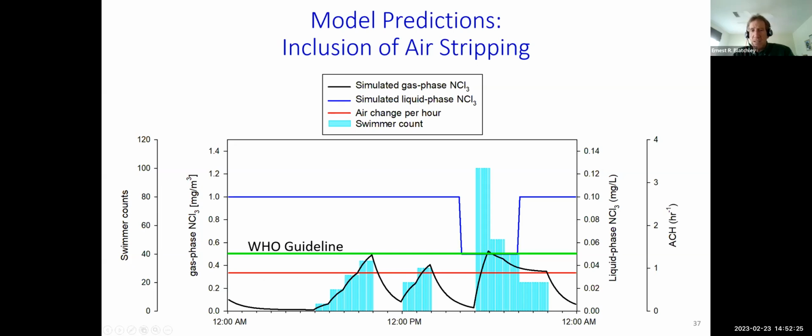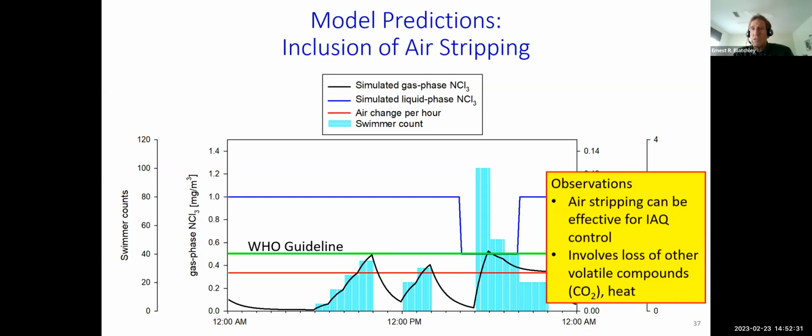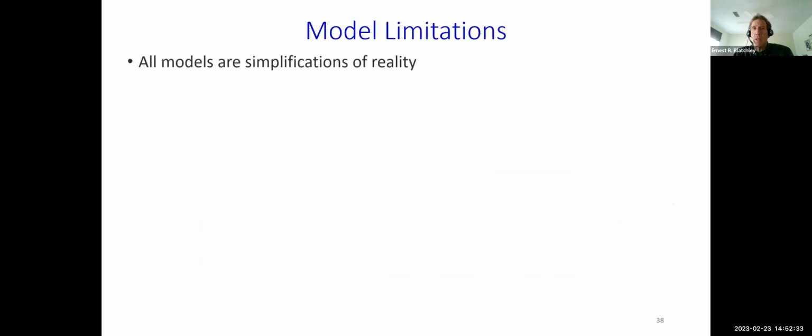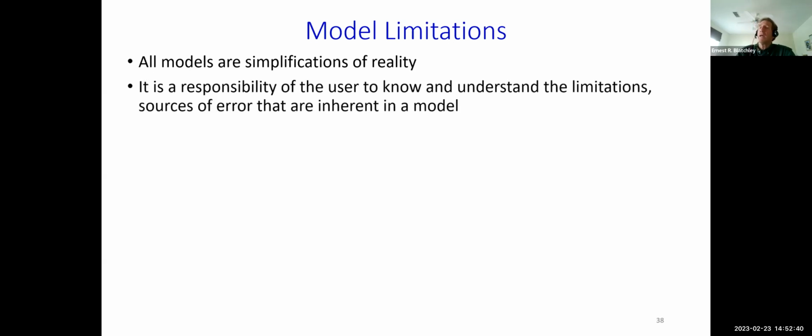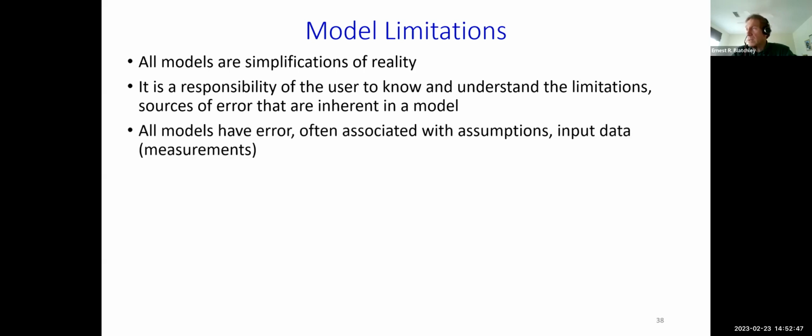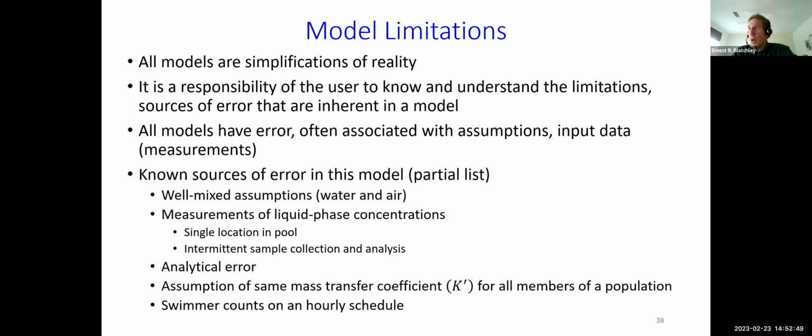So the idea is that this tool allows us to evaluate various interventions that we might use, and also tells us when we should use them and how aggressively we should use them. All right, lastly, I just want to point out that this is a model. All models are simplifications of reality, and the user has the responsibility of recognizing the limitations and sources of error that are inherent in a model. So we've identified a partial list of known sources of error that are presented here, and there are clearly other things that are going to be sources of error.